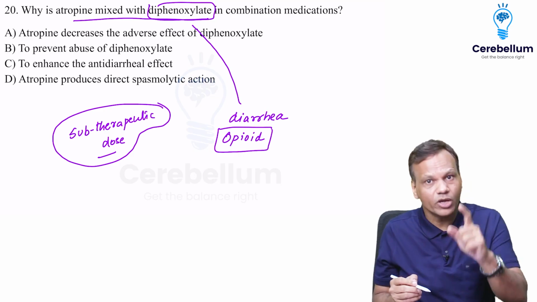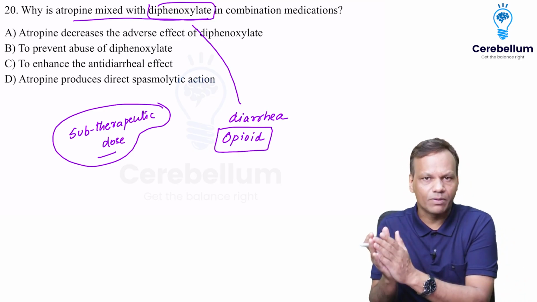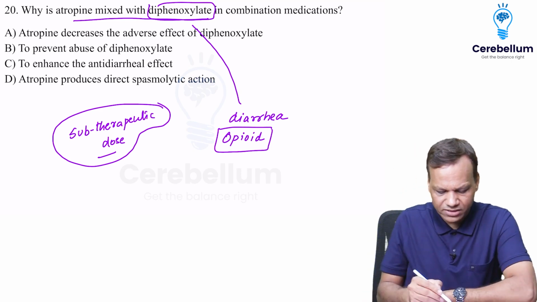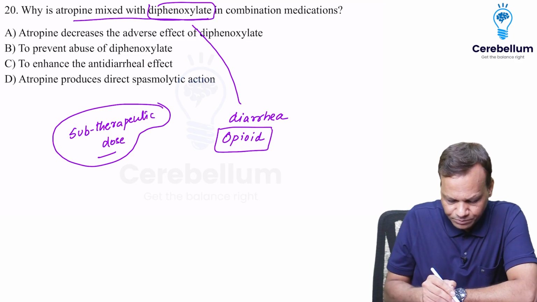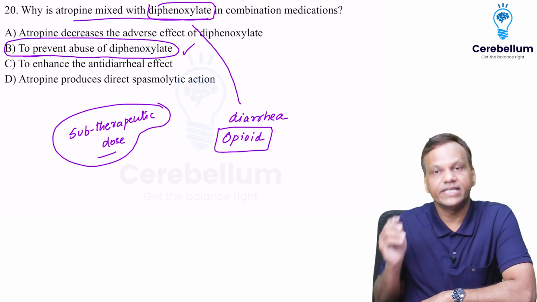Remember, atropine is an anticholinergic and will also decrease GI motility, but it is not added for that purpose because the dose used is subtherapeutic. Okay, so the answer to this is: atropine is used to prevent the abuse of diphenoxylate.